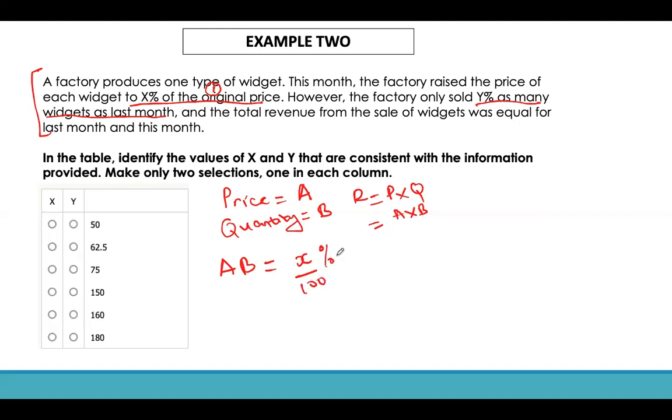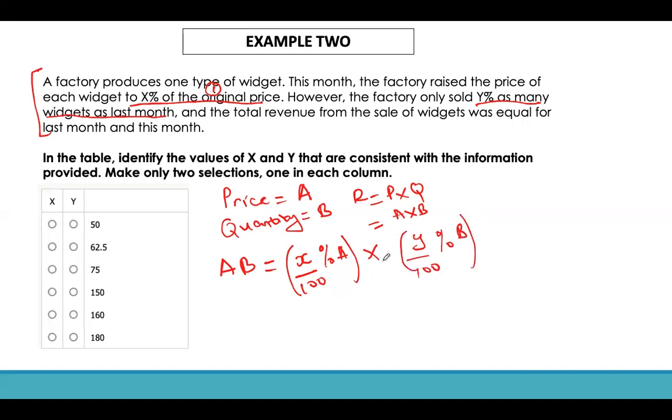This is X percent of the original price, which was A, times the quantity. And for the quantity sold this month, we're being told it is Y% as many widgets as last month. So again, Y% of B.